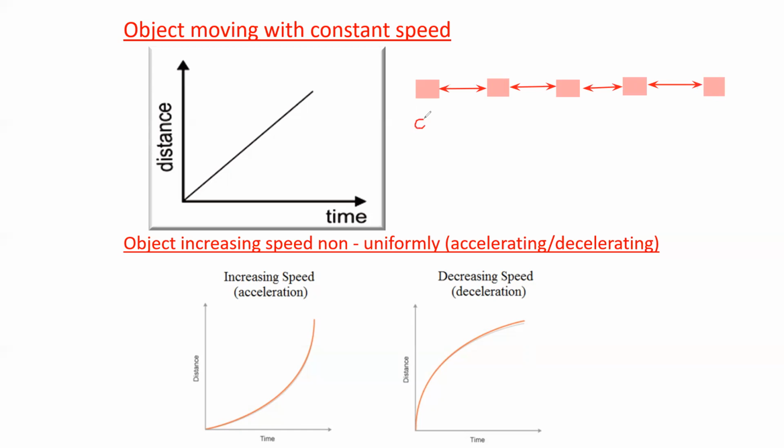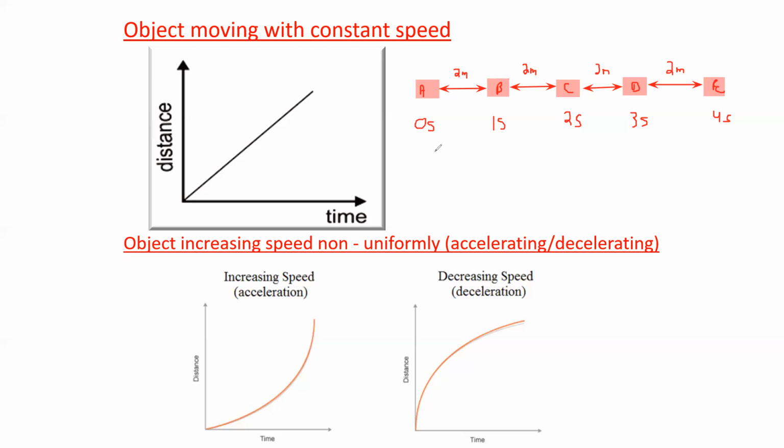So this is the position at 0 seconds, then 1 second, 2 seconds, 3 seconds, and 4 seconds. Positions A, B, C, D, and E. The distance between A and B, for example, is 2 meters. The distance between B and C is 2 meters. C and D is also 2 meters. And D and E is also 2 meters.